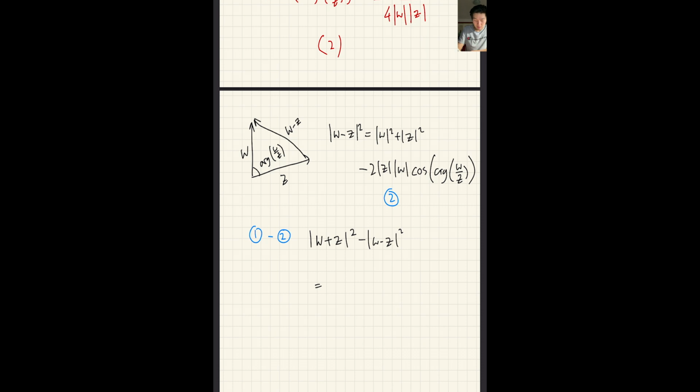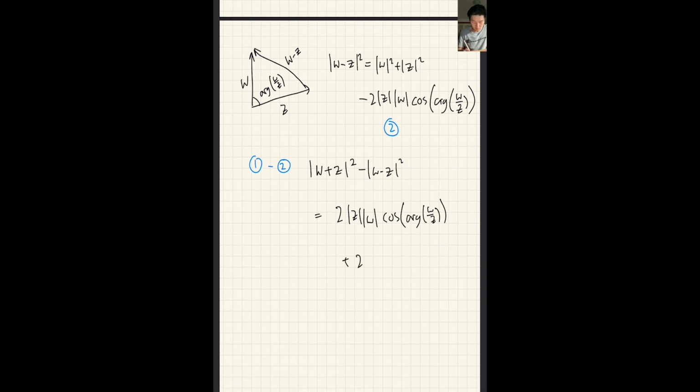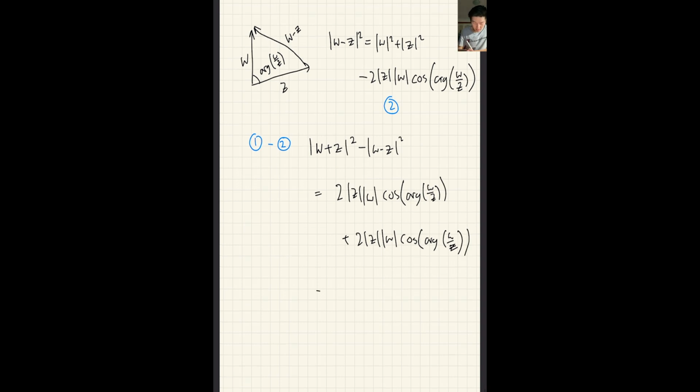And then we will have this expression left, but this becomes a positive because now it's minus a minus, so it becomes a positive. Okay, so we'll have 2zw cos arg w on z, which is from the first part, and then we will have an additional version, which is from the second part, which is from equation 2. Okay, and then putting that together, we have 4. Okay, we see our 4. This is on the right track. Cos arg w on z.